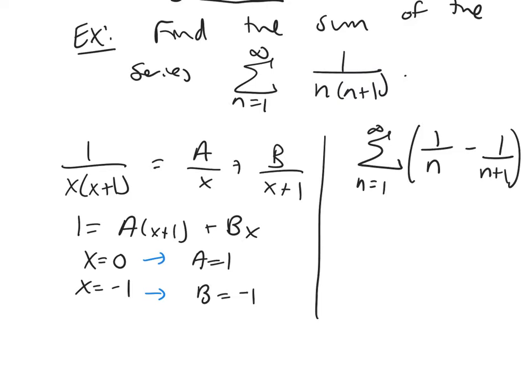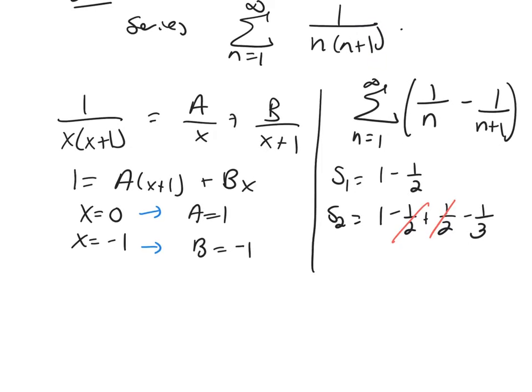And now we're going to start writing out our partial sum. So S1 would be 1 minus 1/2. S2 would be 1 minus 1/2 plus 1/2 minus 1/3. And if you notice, the two 1/2s will cancel, negative and positive. S3, 1 minus 1/2 plus 1/2 minus 1/3 plus 1/3 minus 1/4. So the two 1/2s cancel, negative 1/3, positive 1/3 cancel.